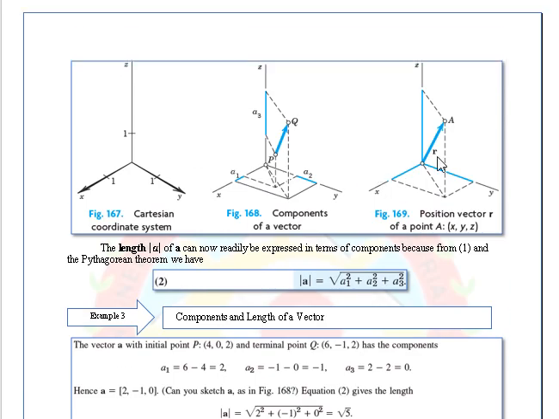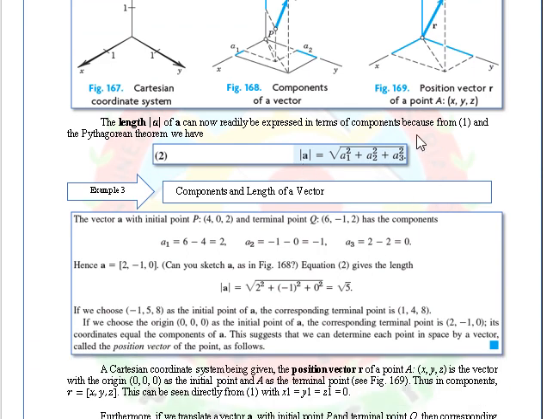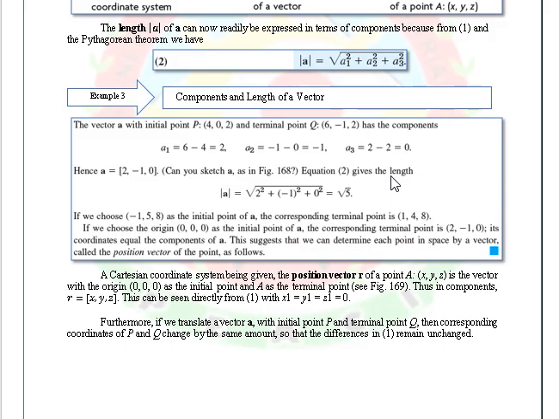Okay? So, here is the physical representation. For example, if we have here a vector, it has a component along x, along y, and along z. Then its magnitude is suggested by this equation here. We just have to take the square root of a1 squared plus a2 squared plus a3 squared. So that is already familiar to us.